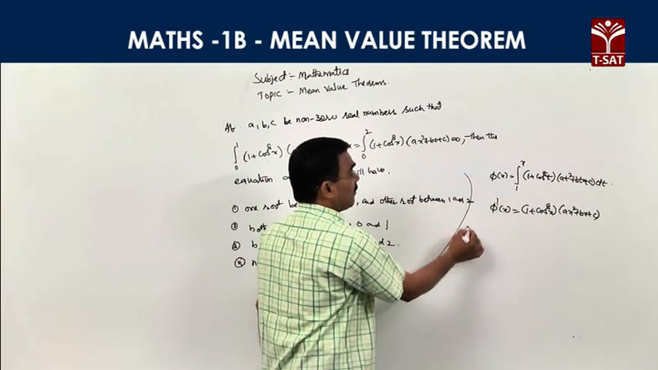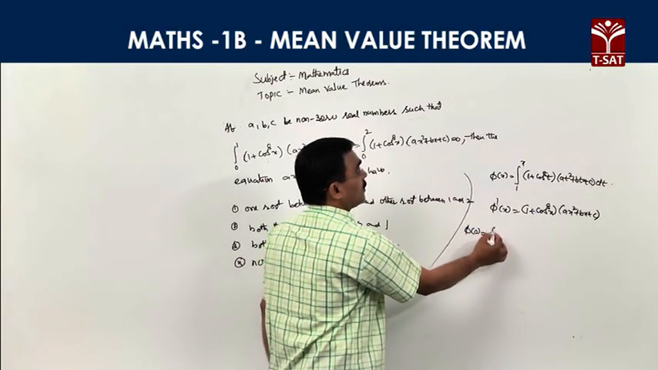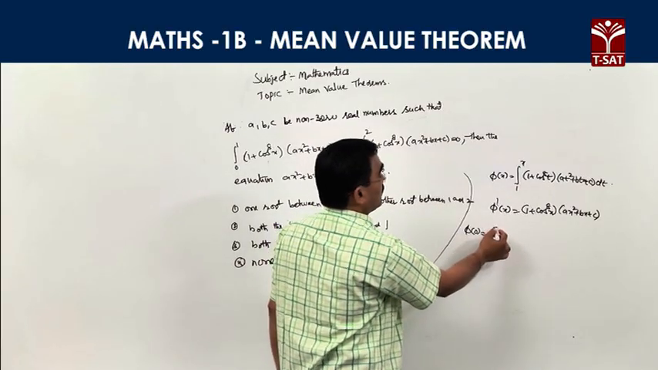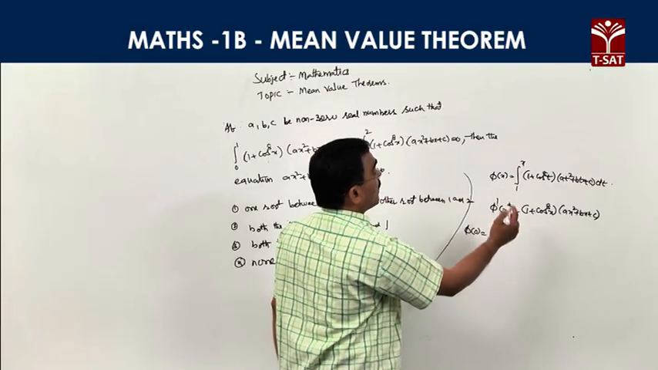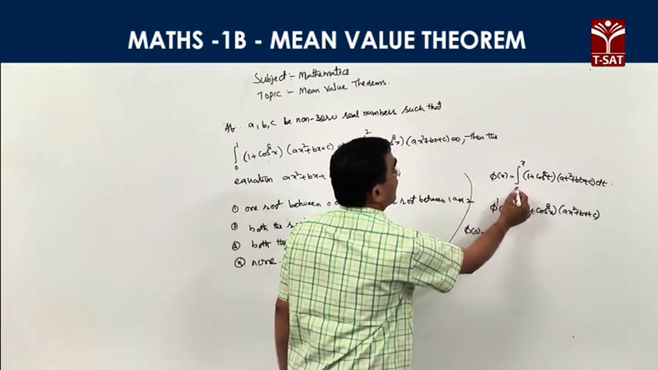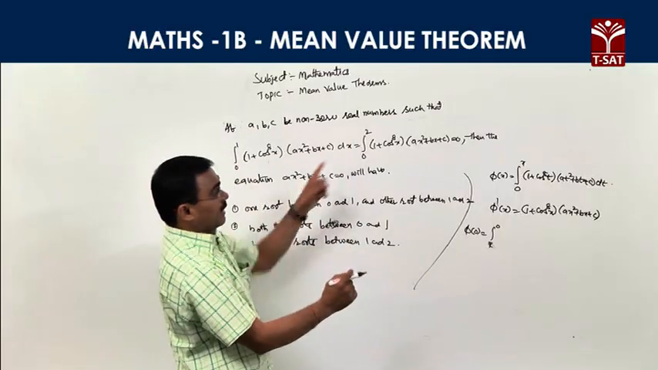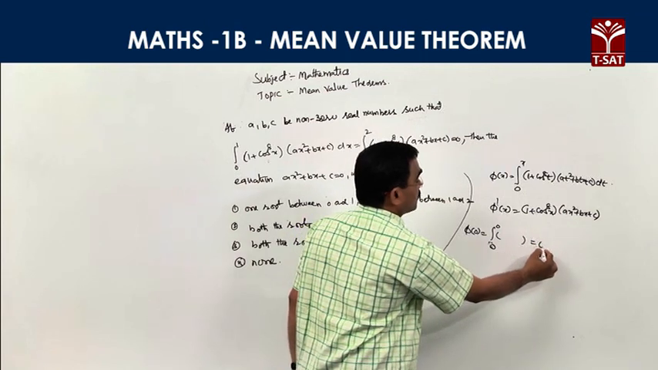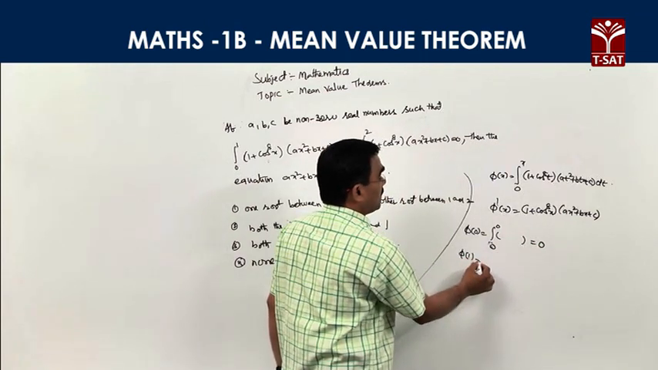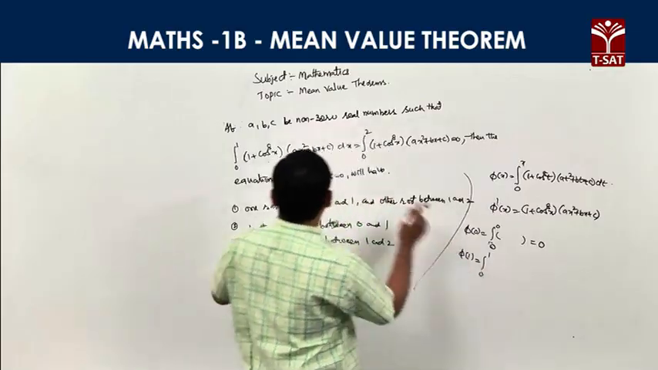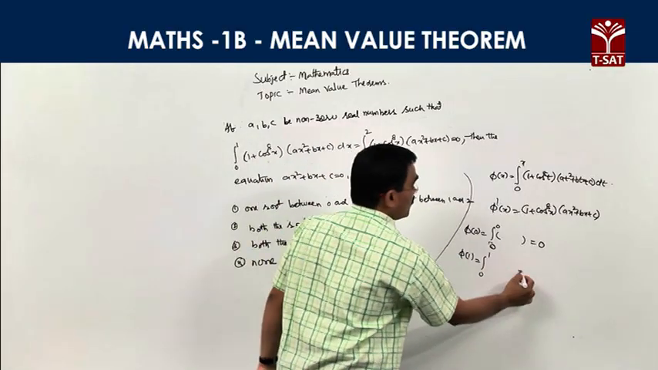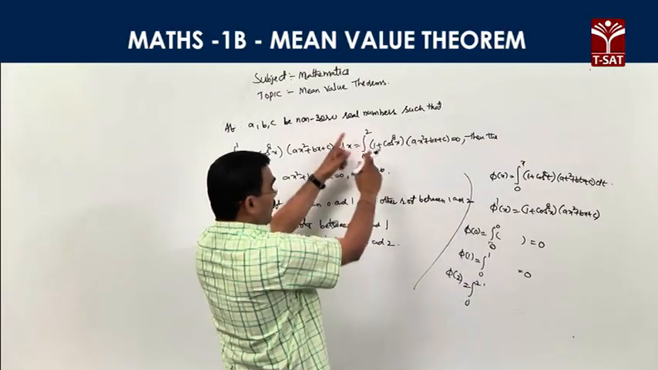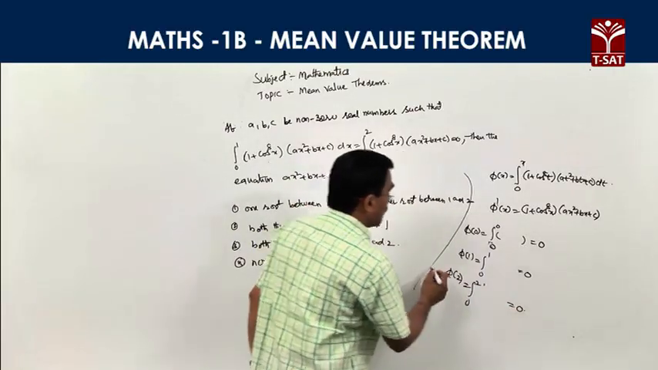You observe here, φ(0) is nothing but the integral, right? Just wait, consider the function φ(0) is integral 0 to 0, our lower limit is 0 here. Right, φ(0) is integral 0 to 0, that is always 0 here, and φ(1) is integral 0 to 1, which is already given as 0 here, and φ(2) is also given, integral 0 to 2, also 0, right?